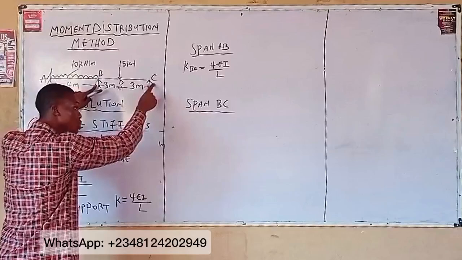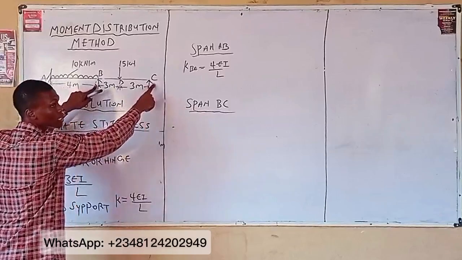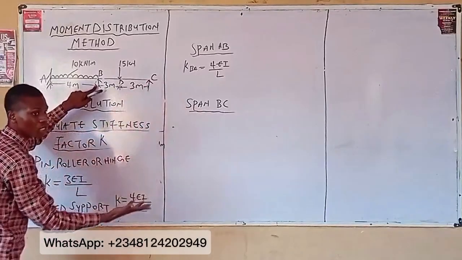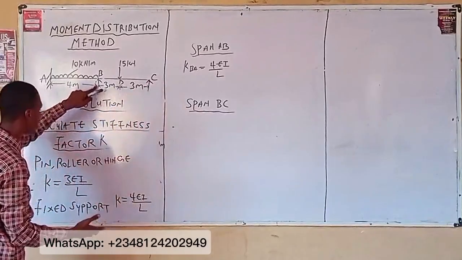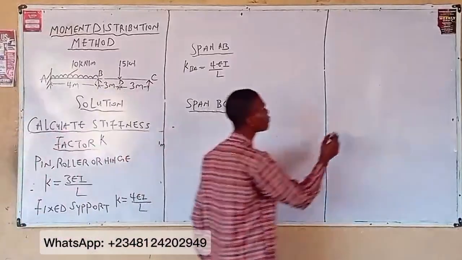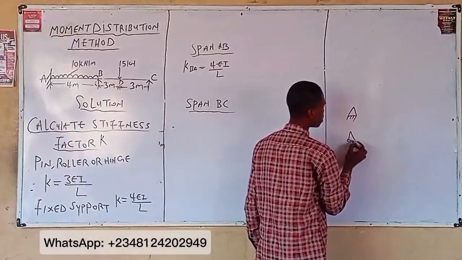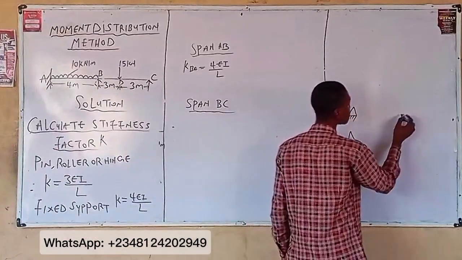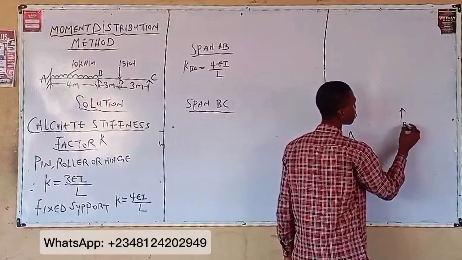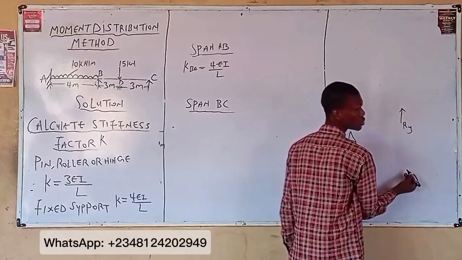Identify what type of support you have. You have a pin support, right? You can still categorize your pin support as a hinge support or roller support, because by the time you draw your free body diagram, this is hinge support, this is roller support. By the time you draw your free body diagram, this is what you have for the R, this is what you have for the vertical reaction, right?